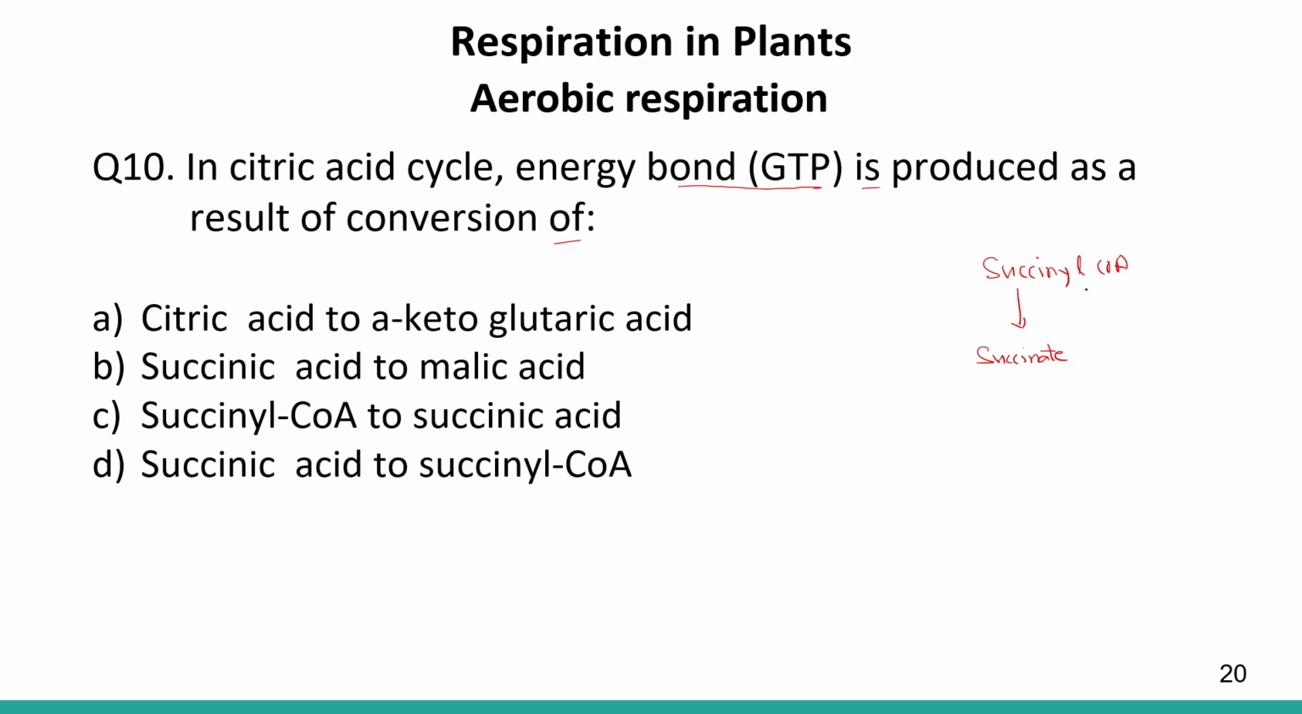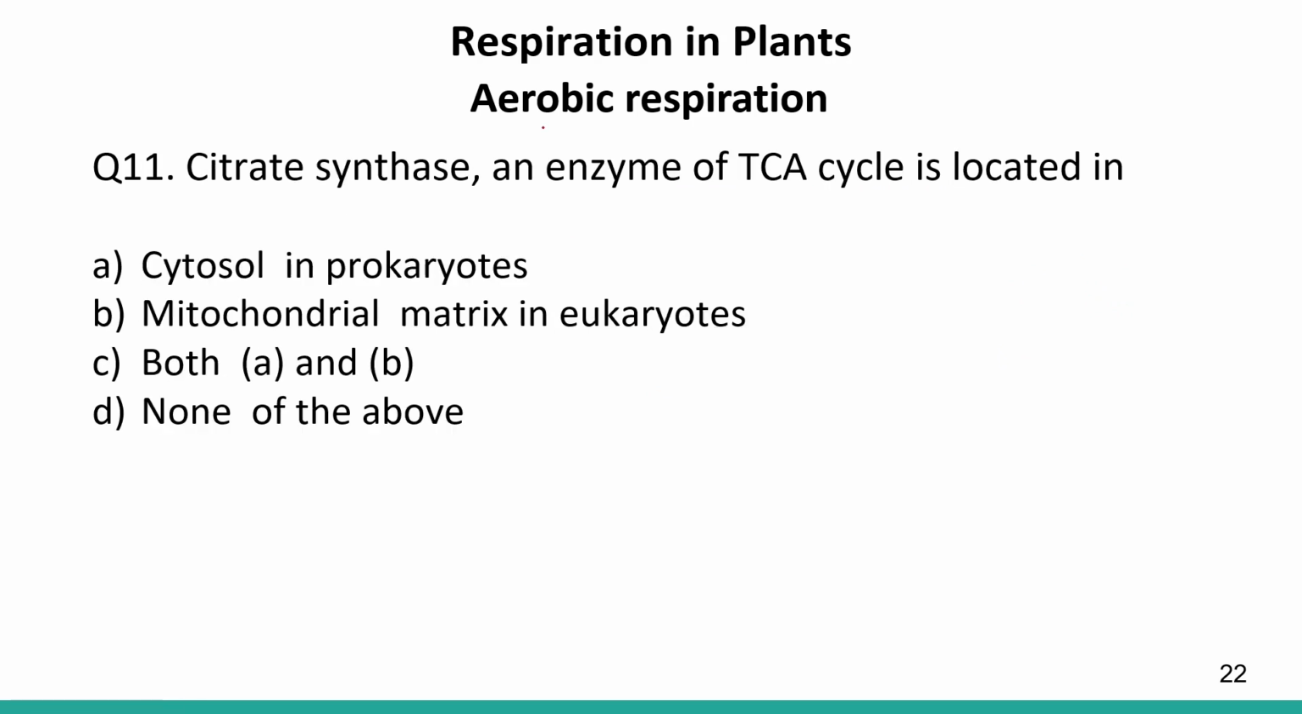Okay, during this, GTP is produced from GDP. So what should be the answer? Answer is succinyl coenzyme A to succinic acid.